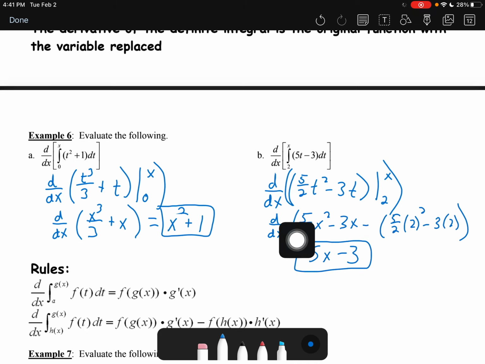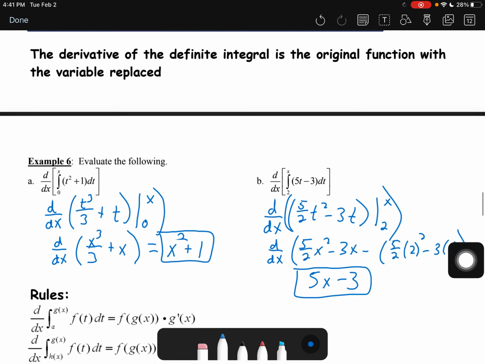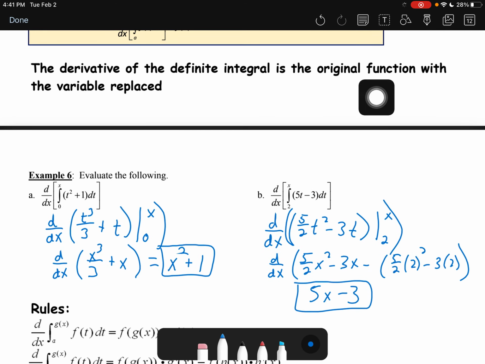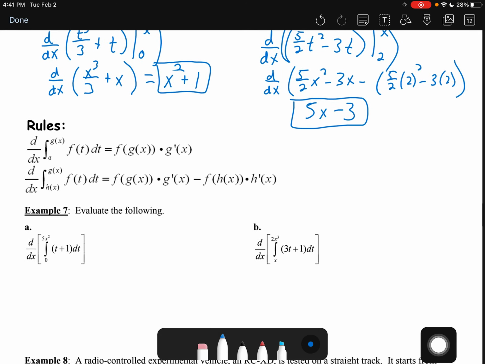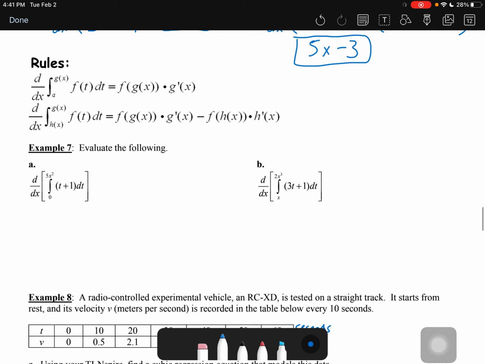So hopefully that demonstrates that when you have a constant on the bottom and x on top, the rule that we stated up here is just the original function with the variable replaced, and we see that that's the case on both. Okay.